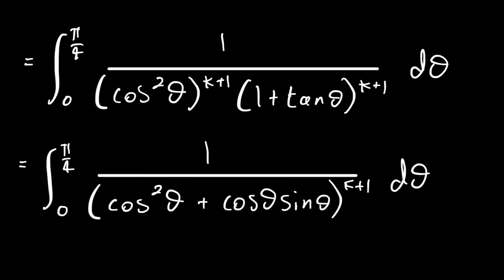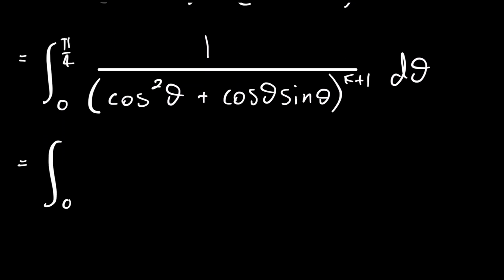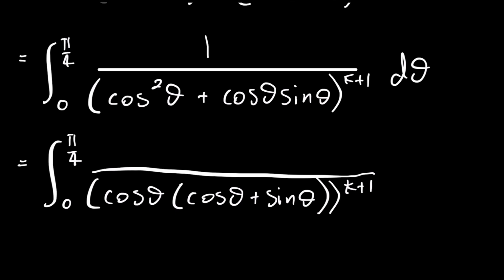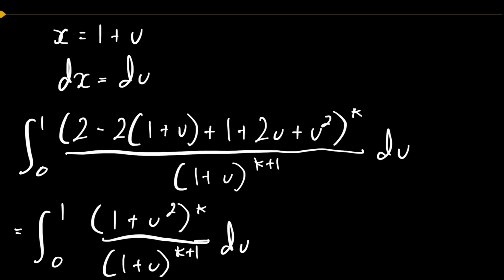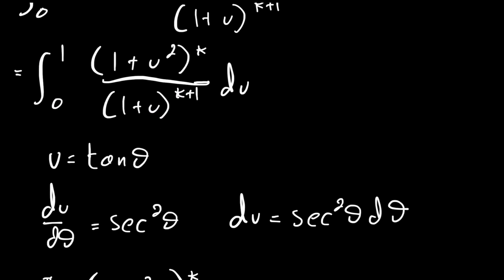However, since we have a cos theta multiplied by a cos theta in the expression, it would be wise to factor this cos out. So let's say cos theta times cos theta plus sine theta to the k plus 1. And now it looks like we're really close to our expression. But we just have a root 2, and something needs to turn into cos of pi over 4 minus theta.